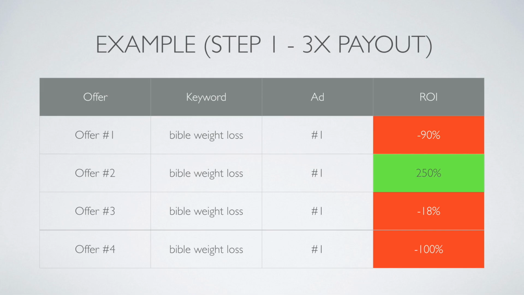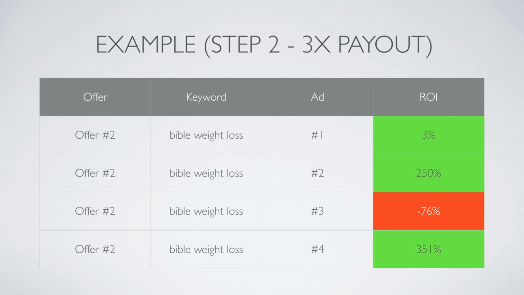We have a few. But step one, I would do 3 times the payout, and I am testing all the same variables except for the offer. So I'm running the same keyword, the same ad, and I'm just testing 4 different offers. So after running 3 times the payout of each offer, I've noticed that offer number 2 is actually profitable already. So this could be a fluke, or it could be an actual promising campaign, and that's where step 2 comes into play.